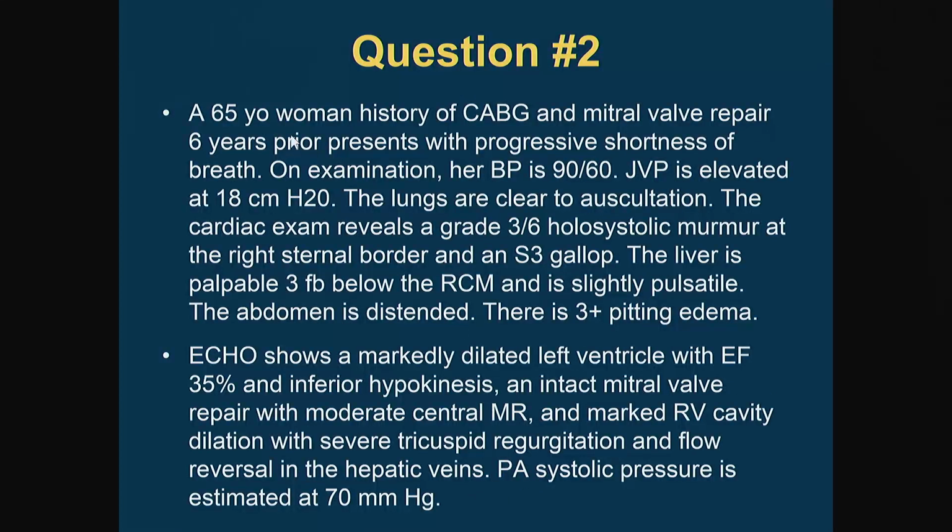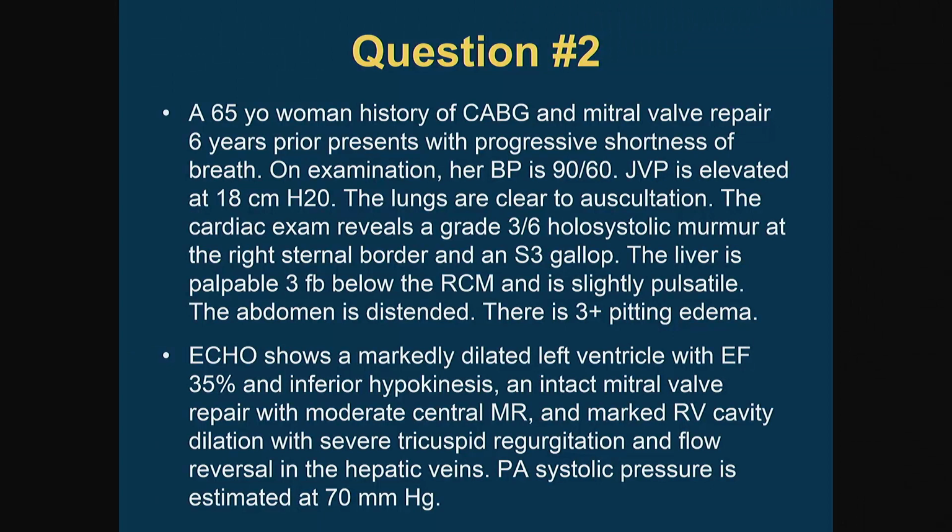Question number 2. A 65-year-old woman with a history of coronary artery bypass grafting and mitral valve repair 6 years prior presents with progressive shortness of breath. On examination, her blood pressure is 90/60, jugular venous pressure is elevated at 18, the lungs are clear, the cardiac exam reveals a grade 3/6 holosystolic murmur at the right sternal border and an S3 gallop. The liver is palpable 3 finger breaths below the right costal margin and slightly pulsatile. The abdomen is distended, there is 3+ pitting edema.